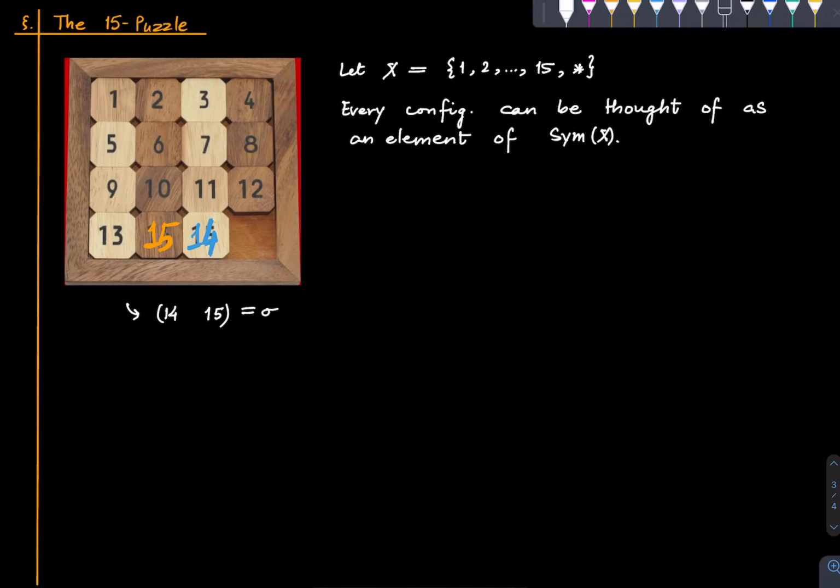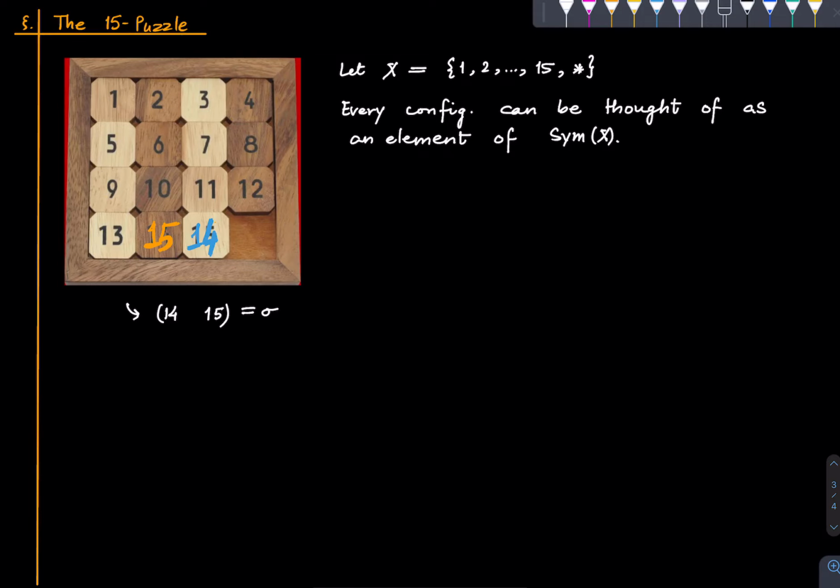And suppose one could solve a given starting position. Suppose one could solve sigma. What does that mean? That means by a sequence of valid moves, you can get it to the identity permutation. The solved position is the one where you have 1, 2, 3, 4, 5, 6, 7, 8, 9, 10, 11, 12, 13, 14, 15. That is the solved position, and the solved position is thus the identity permutation. So if by a sequence of valid moves you can get to the identity permutation, then we want to get a contradiction.